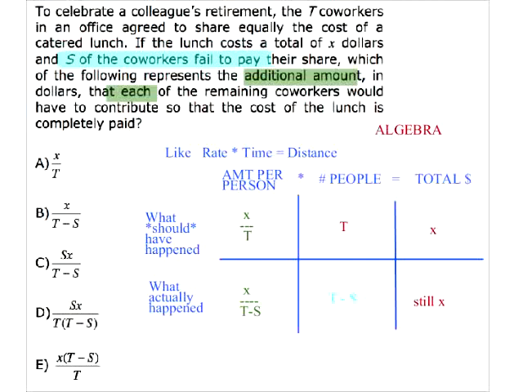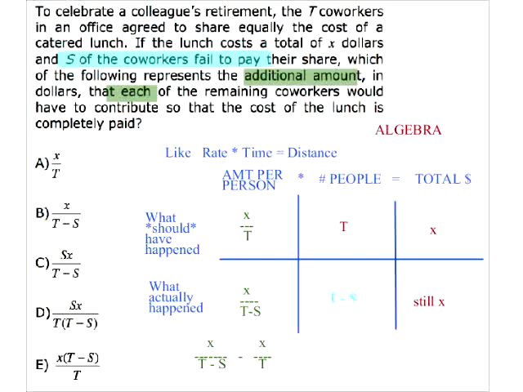And then the additional amount that each would have to contribute, this is a bigger number. Because these are fewer people who wound up getting stuck with a bigger bill. So they're going to be paying more money each. So you have to subtract in that direction. It's the big fraction minus the small fraction. So X over T minus S minus X over T.